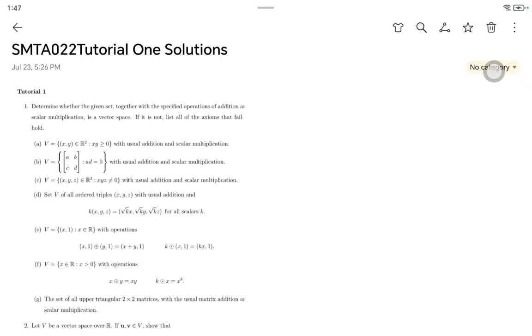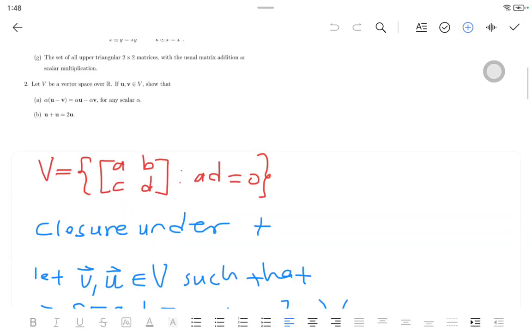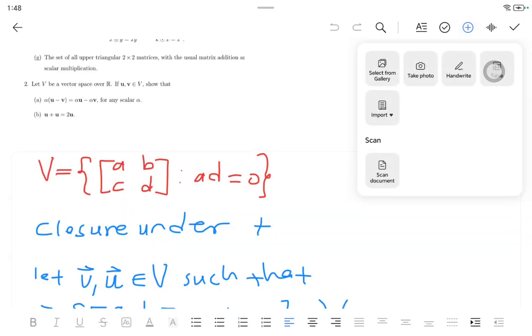You see, with C, they say that we should check if V is equal to the set of (x, y, z) elements of R cubed such that xyz is not equal to 0, with the usual addition and scalar multiplication. So now what we're going to be doing is, let me start to prove this.